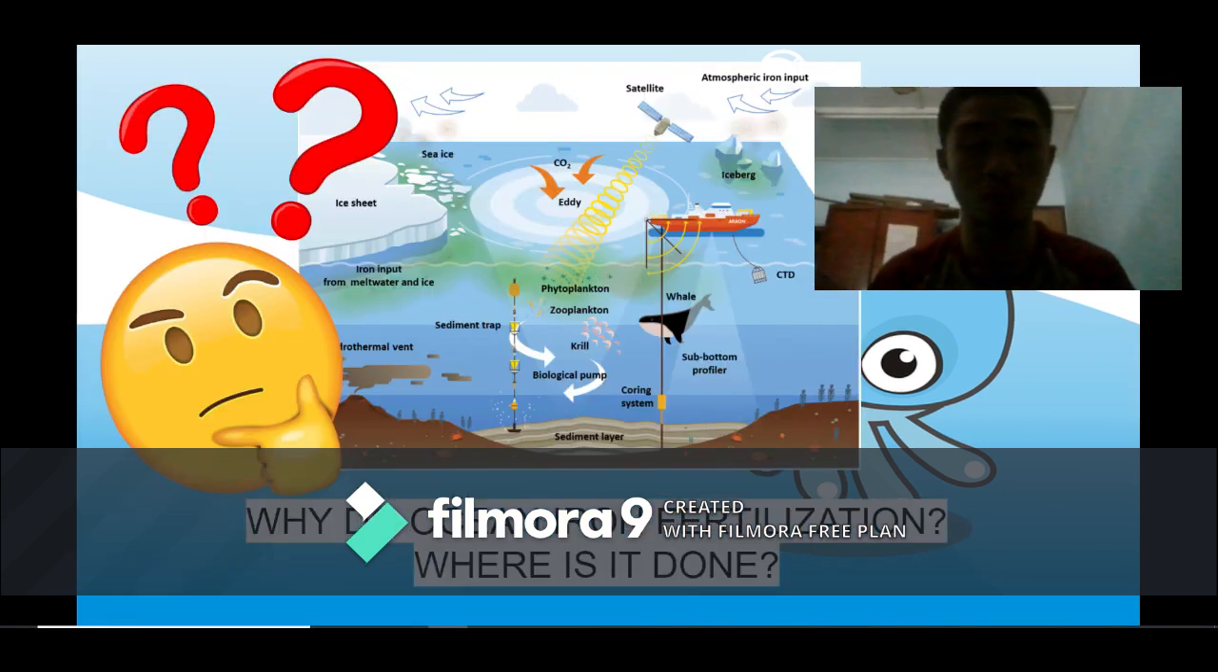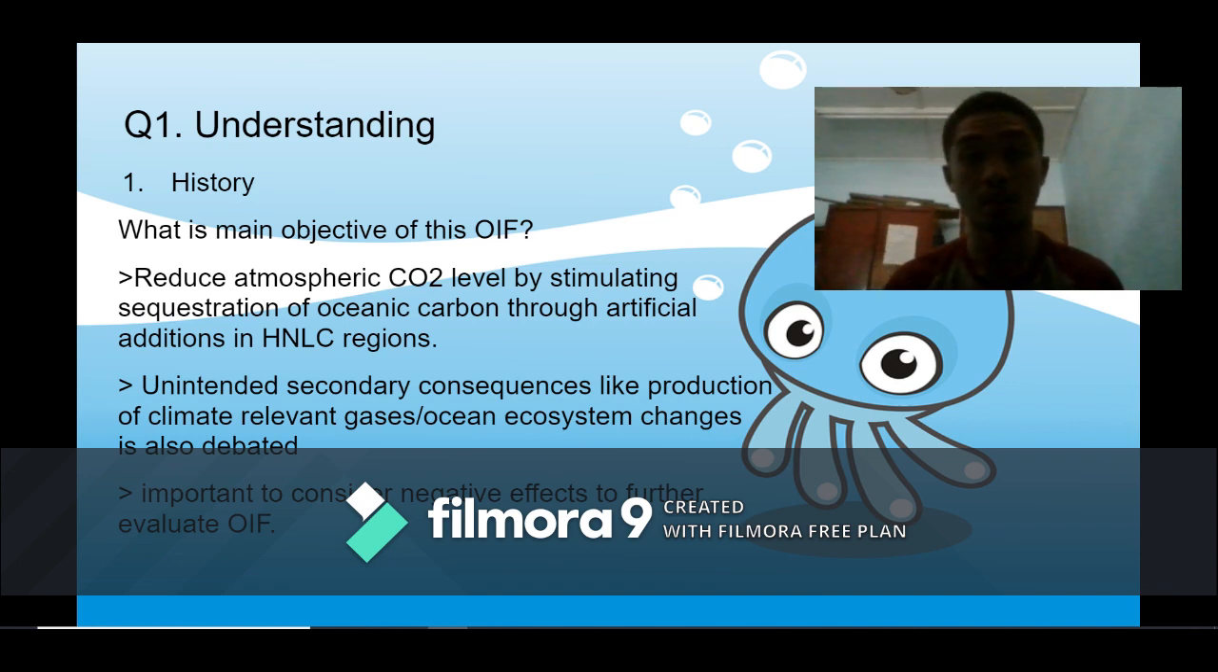Why do we need ocean iron fertilization? Where is it done? What is the main objective? It is to reduce atmospheric carbon dioxide level by stimulating sequestration of oceanic carbon through artificial addition of iron into HNLC regions. Unintended secondary consequences like production of climate-relevant gases or ecosystem change are under debate because they may have negative effects. So it is important to consider those negative effects and evaluate them further.